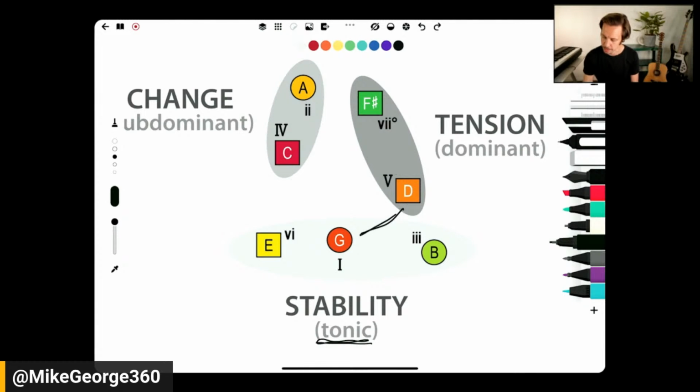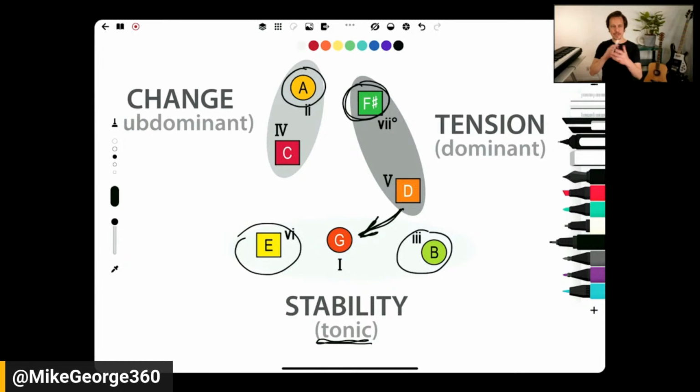And I'm just using the simple 1, 4, 5, but we could incorporate the other chords of change, the other chords of tension, the other chords of stability. And when you mix and match these different harmonic ingredients, you can come up with all sorts of metaphorical dishes, sonic dishes that use these different ingredients, these different sonic roles or these chord functions to create some really cool chord progressions.